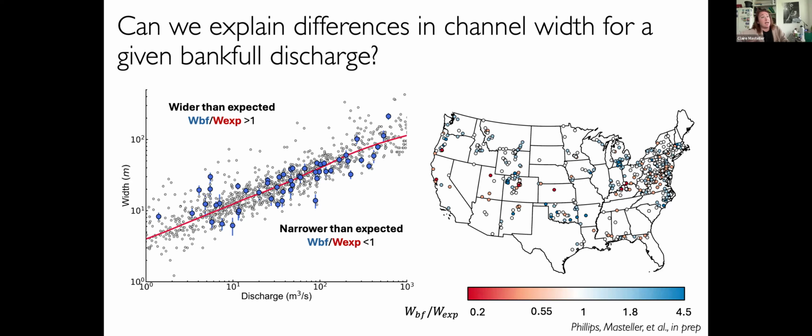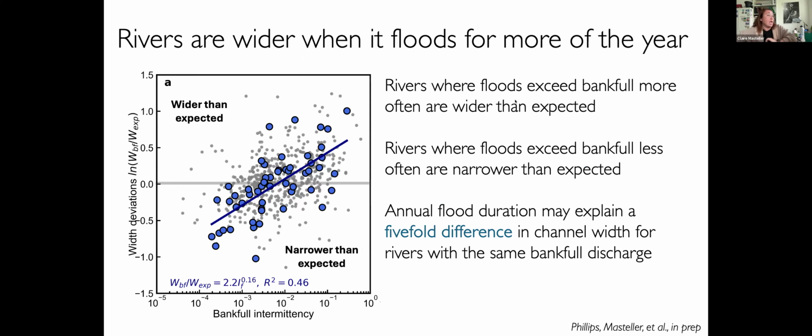And so what we did next is start to interrogate these gauge records to say, well, is there something different about the river flows that might be driving these offsets? So what I'm plotting here, on the x-axis, is something called bankfull intermittency. This is how often the river flow exceeds the bankfull condition. So a higher bankfull intermittency means that our river is at bankfull or above bankfull more often.